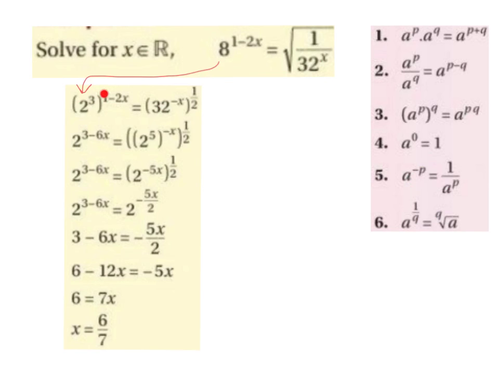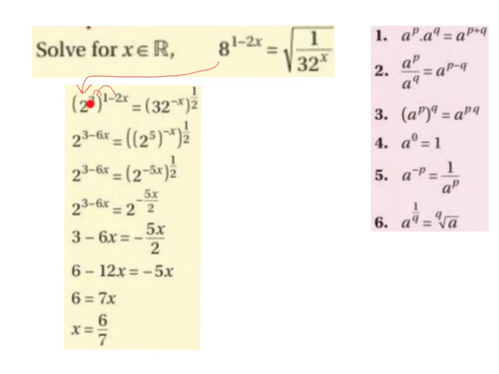So next we're going to work out 2 to the power of 3 raised to the power of 1 minus 2x. And we're going to use law 3 to help us with this. Law 3 says if we are raising a power to a higher power, we multiply the powers. So we're raising a power, 3, to a higher power, 1 minus 2x. So we're going to multiply those powers. So I'm going to multiply the 3 by the 1 to give me 3. And also the 3 by the minus 2x to give me minus 6x.